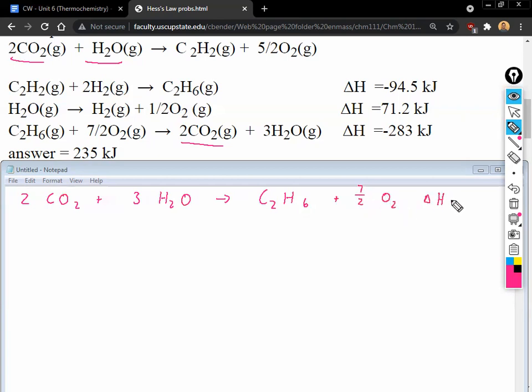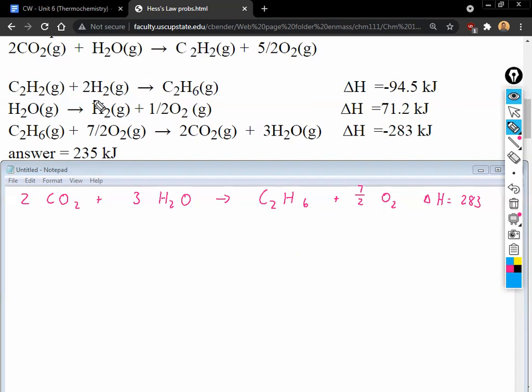And then the delta H is going to be positive 283. Okay, make sure you're very careful about that. Okay, so that's the third equation, and we set it up like that. Now, we want to make sure that the stuff on the right is also on the right. So we want to make sure that C2H2 is also on the right side.